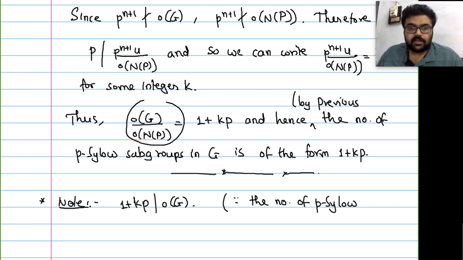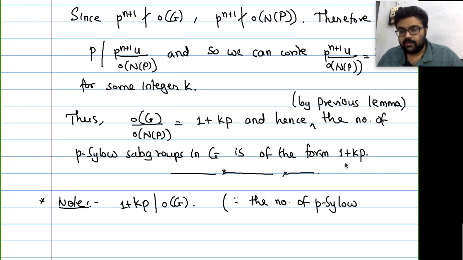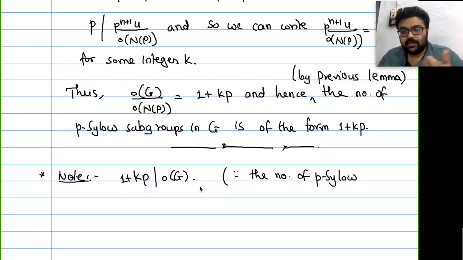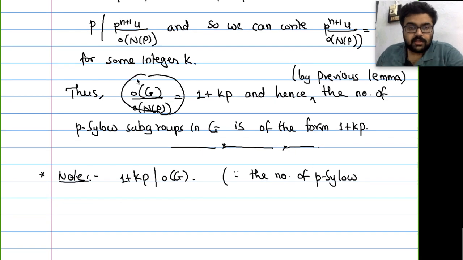Previous lemma says that this is the number of p Sylow subgroups. So by the previous lemma, the number of p Sylow subgroups is of the form 1 plus kp, and the previous lemma also says that this is a divisor. It's not the lemma, but it's actually the order of N(P) divides the order of G. So this fraction is an integer, and in fact, it is a divisor of the order of G.